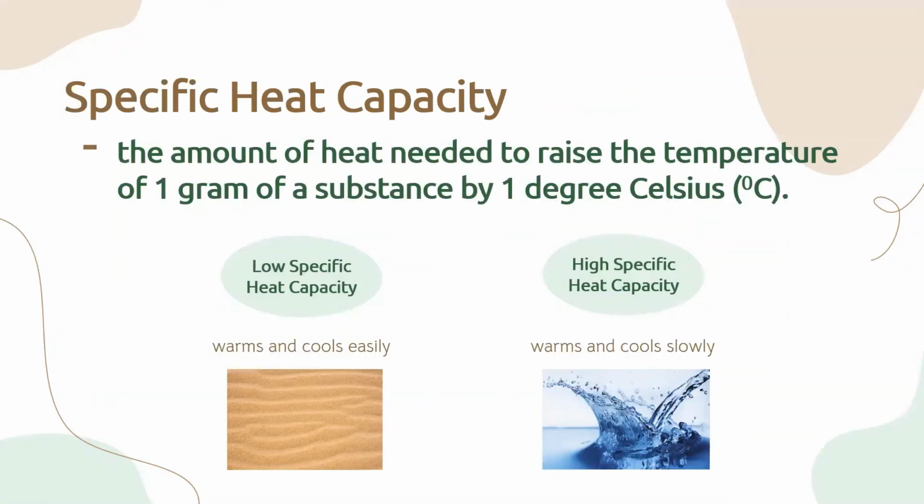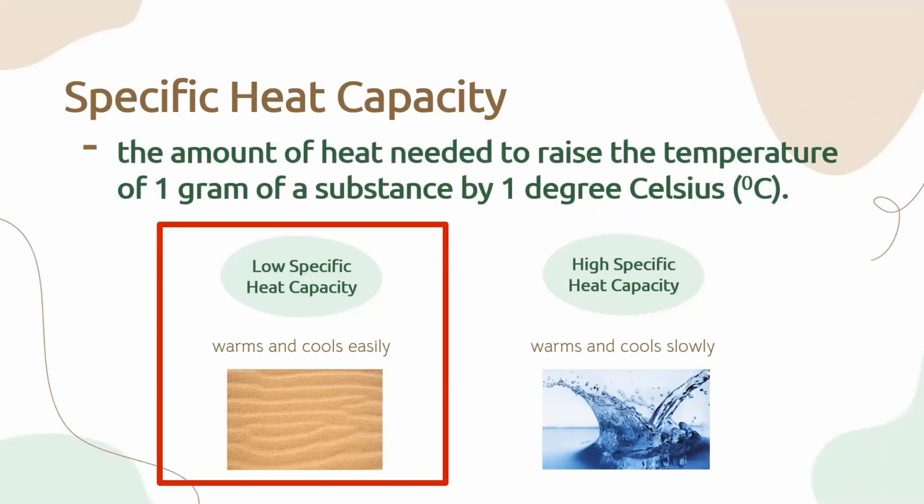Specific heat capacity is the amount of heat needed to raise the temperature of 1 gram of a substance by 1 degree Celsius. A substance with low specific heat capacity heats up faster, while a substance with high specific heat capacity heats up slowly. Land warms and cools down faster because it has a low specific heat capacity. It doesn't need much energy from the sun to warm it up.